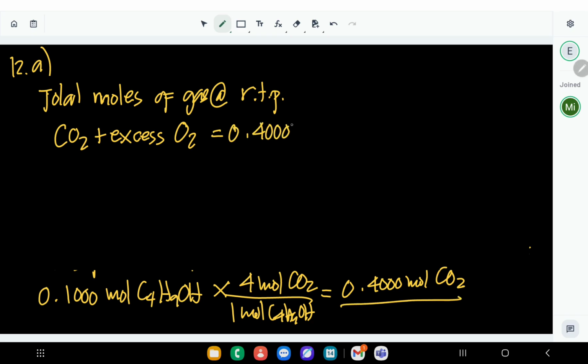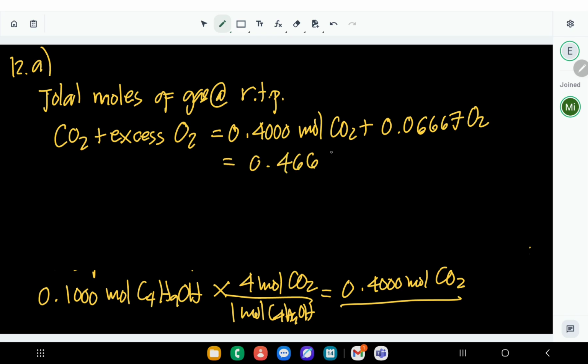So that is 0.40 mole CO2 plus 0.0667 oxygen. So this is 0.4667 moles. So this is the total number of moles of gas at room temperature and pressure. And now we can calculate the final volume.